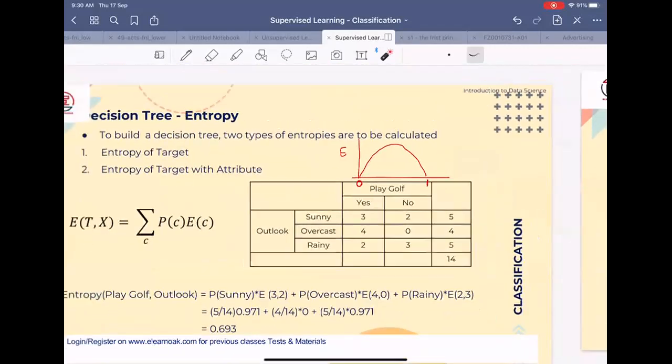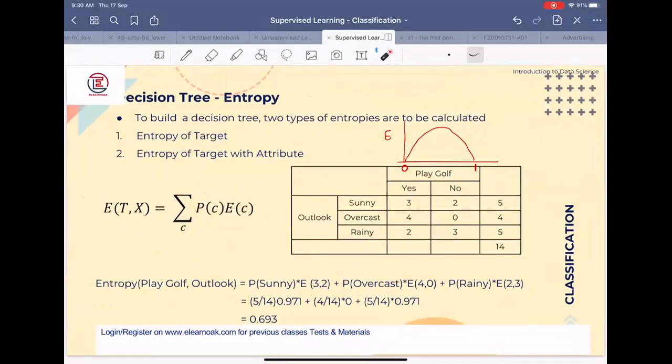Nonetheless, let me go ahead and tell you the second formula. The second formula is, how do we evaluate entropy of a target with an attribute? For that, we will use this formula. The entropy of the target with an attribute is given by the summation of all classes. For all the different categories, we will sum up the probability of that category with the entropy for that data. Let's look at an example.